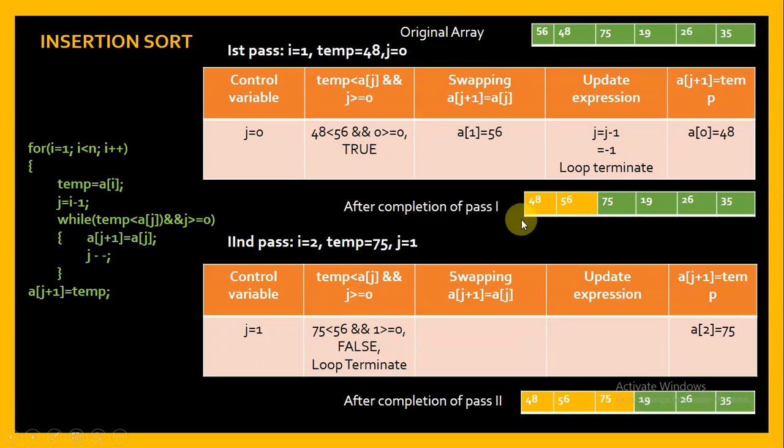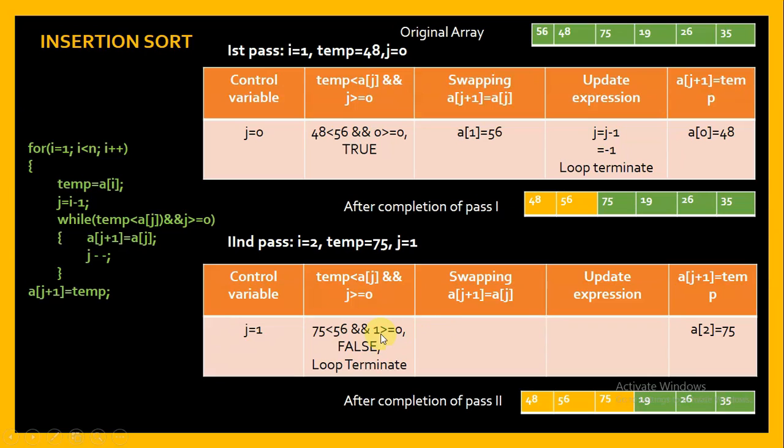Now this is the sorted portion of my array, and this is the unsorted portion of the array. Now let us do some more passes. In pass 2, we have temp as 75. You can see here temp is 75 and j is 1, because i is 2, that is why temp is 75. This is my array. Now j is 1.